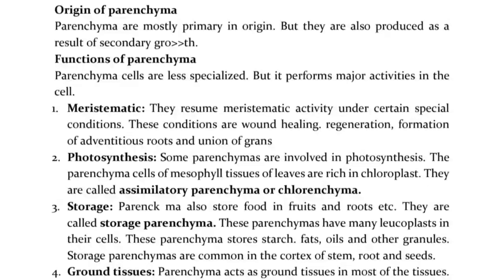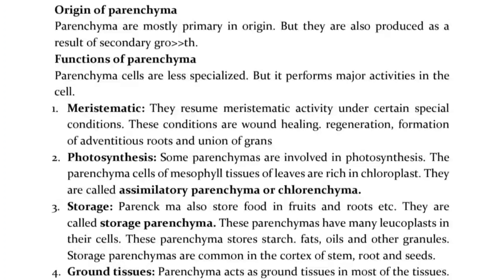2. Photosynthesis. Some parenchymas are involved in photosynthesis. The parenchyma cells of mesophyll tissues of leaves are rich in chloroplast. They are called assimilatory parenchyma or chlorenchyma. 3. Storage. Parenchyma also store food in fruits and roots etc. They are called storage parenchyma. These parenchymas have many leucoplasts in their cells. These parenchyma store starch, fats, oils and other granules. Storage parenchymas are common in the cortex of stem, root and seeds.